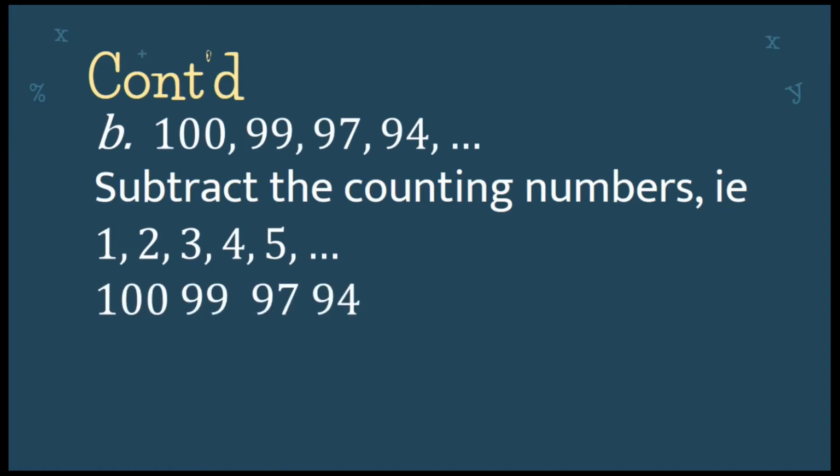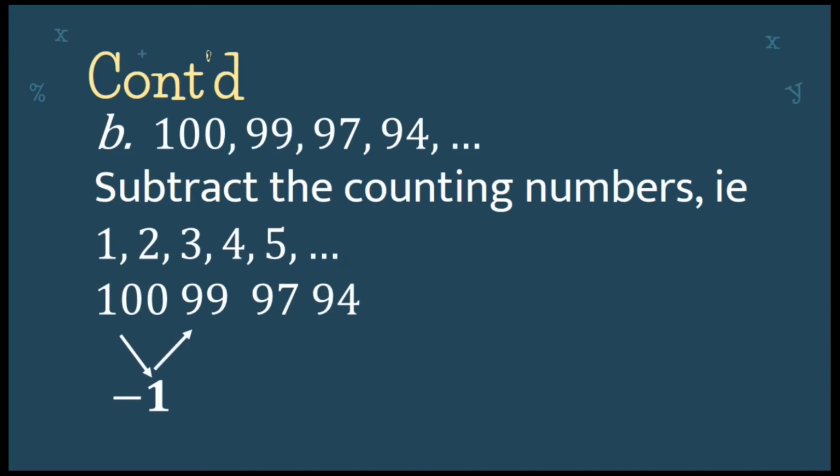So the numbers given to us were 100, 99, 97, 94. So we want to observe the pattern. What are we going to do to 100 to get 99? In this solution, we are supposed to subtract using counting numbers. The first counting number is 1. So we are subtracting 1 from 100. When I subtract 1 from 100, it will produce 99.